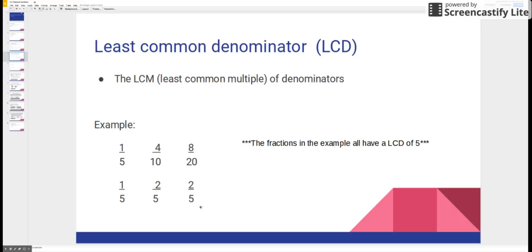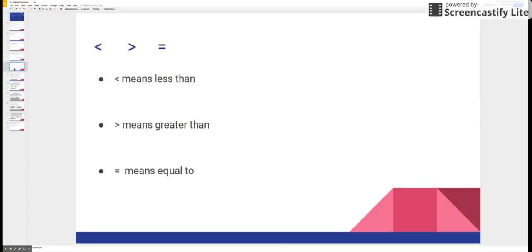If you notice, all these fractions have the common denominator of 5. This could actually be simplified to 4/10 as well, but we're looking for the common denominator. If you write that as 4/10, you can make this into a tenth, but you don't end up having the least common denominator. So the least common denominator would be the 5s.